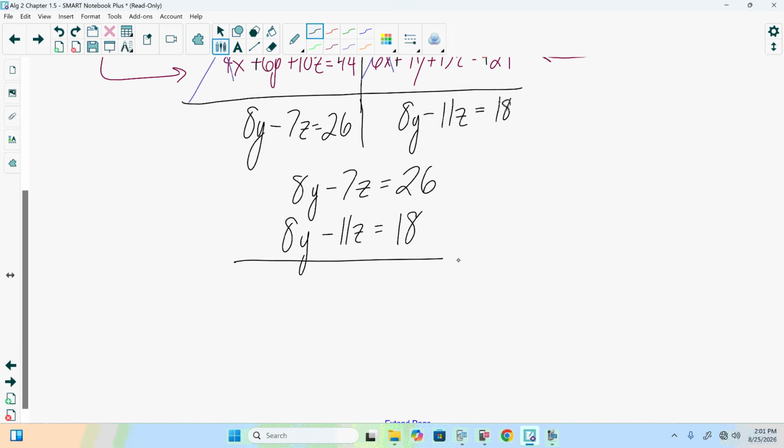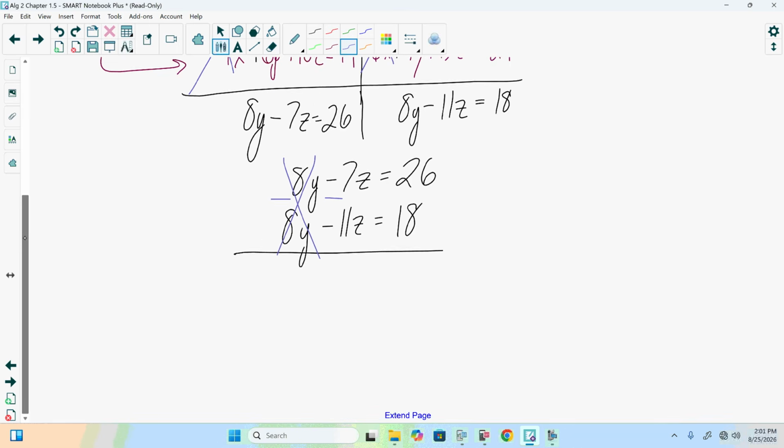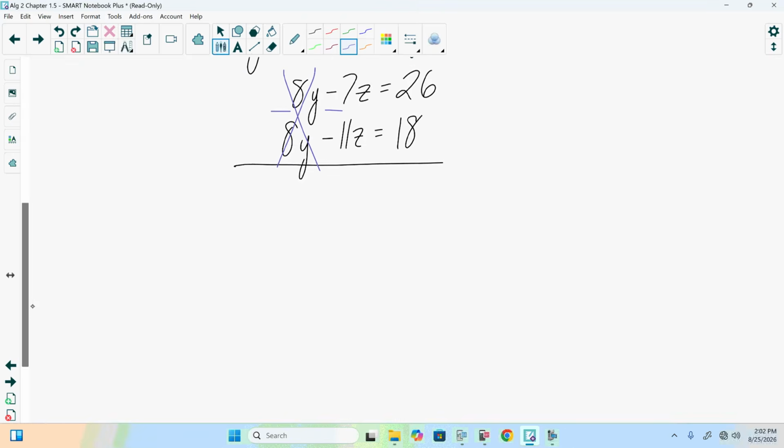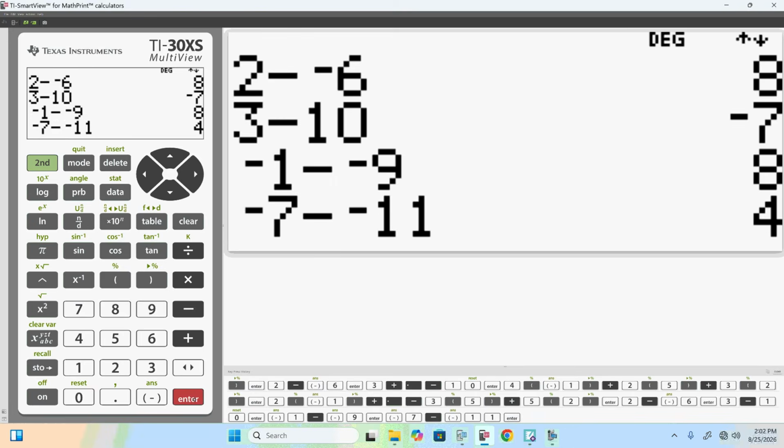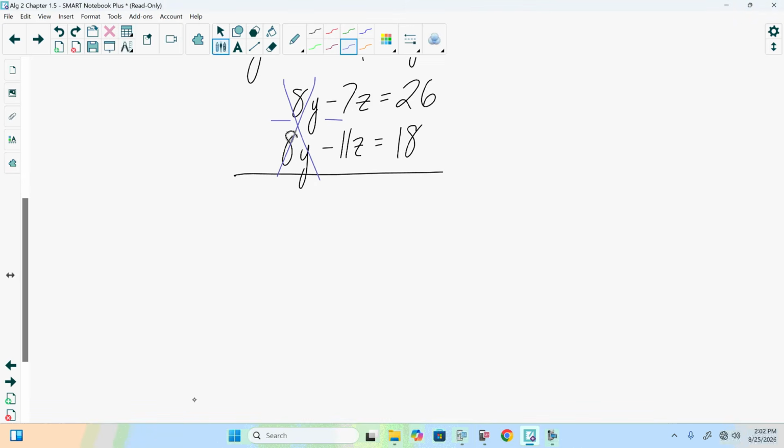Now the question is, do we need to add or subtract these 2 equations to get y to eliminate? Subtract. The signs are the same, so we subtract. 8 minus 8 is 0. Negative 7 minus negative 11. 7 minus negative 11. 4. Negative and negative make a positive, so 11 minus 7 is indeed 4z. 26 minus 18.